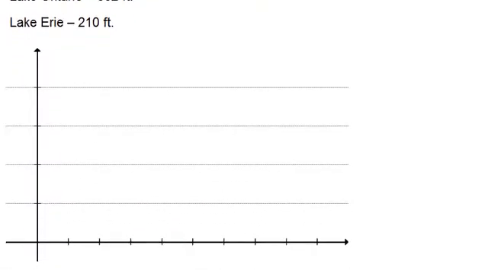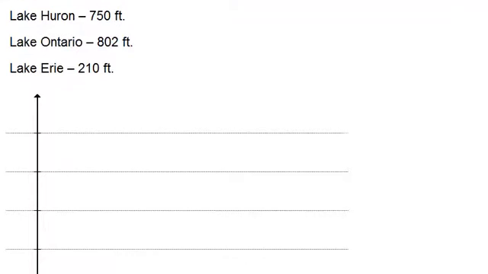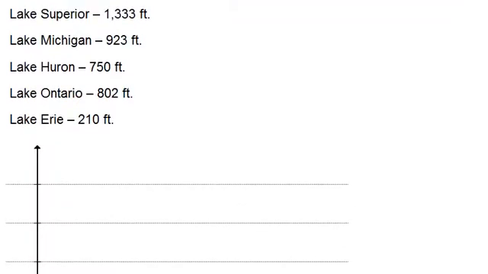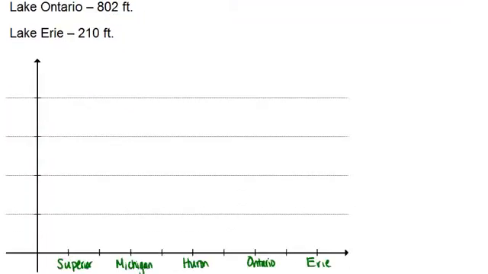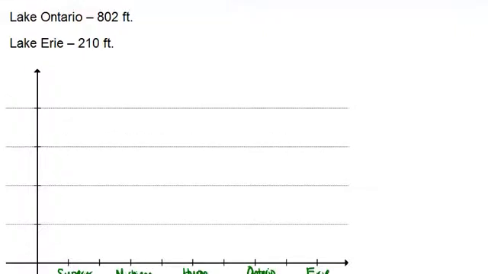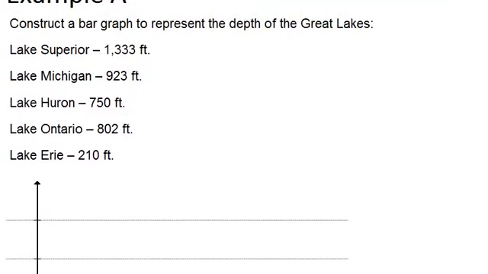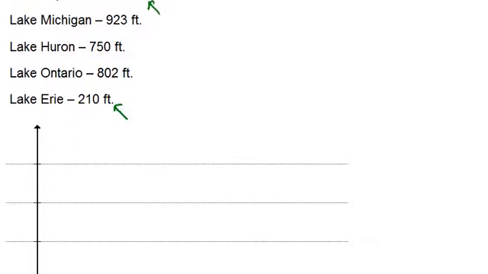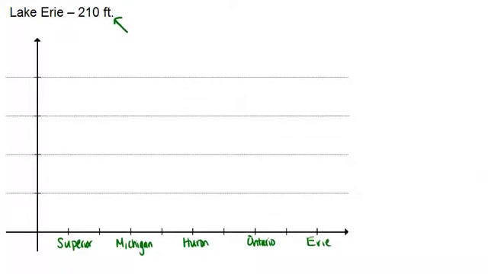And the first thing that we want to do is label our 5 categories, which are each of the lakes. Once we've labeled our categories, we should figure out how to scale our y-axis. So look up at the range of depths, and the smallest number is 210 and the largest is about 1300. So we need a range of about 0 to 1500 feet. So I'm going to scale my axes by 300 feet.